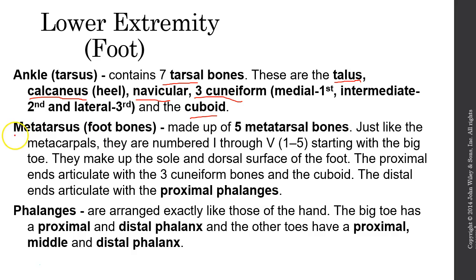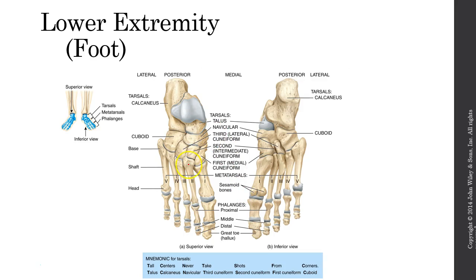From there, we have metatarsals. So 5 metatarsal bones, much like 5 metacarpal bones. Numbered 1 through 5, starting with the big toe. So the big toe is going to be the first metatarsal. From there, we have phalanges. These make up our toes. Big toe only has 2 phalanges. The rest have 3. We can see those here.